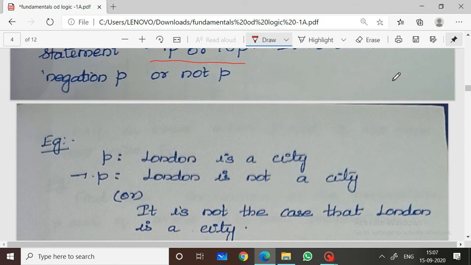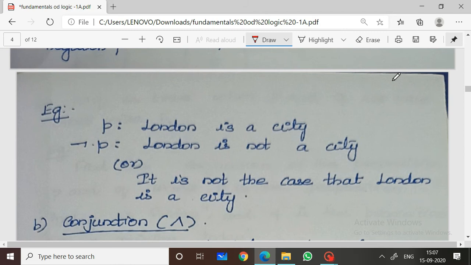Suppose, for example, London is a city. If we are given London is a city, we can write the negation of that statement. What is the negation of the statement?